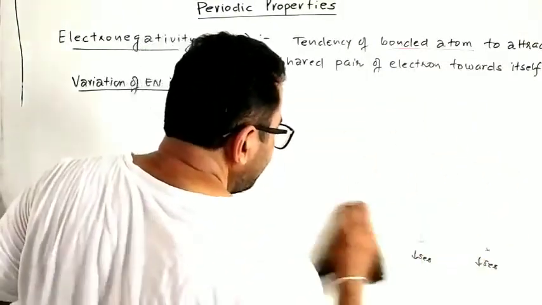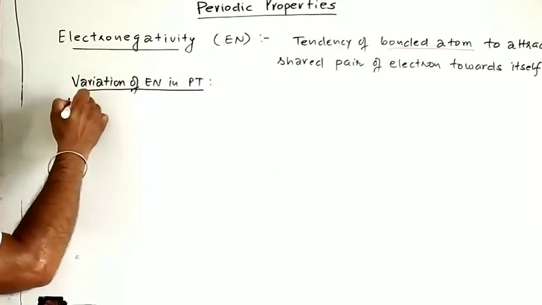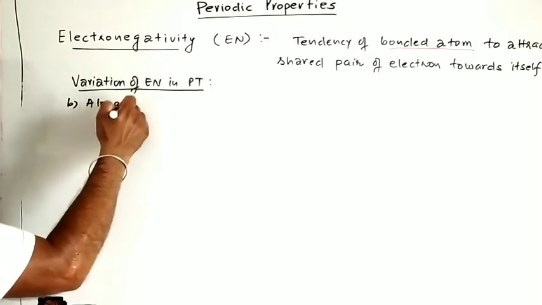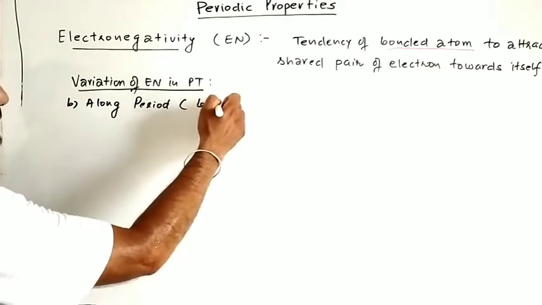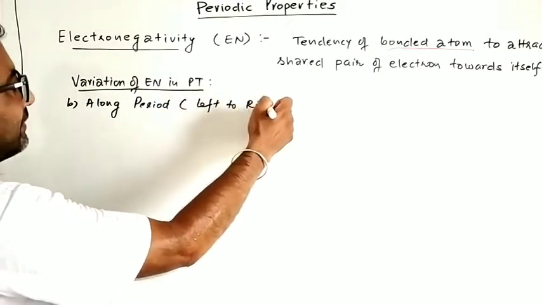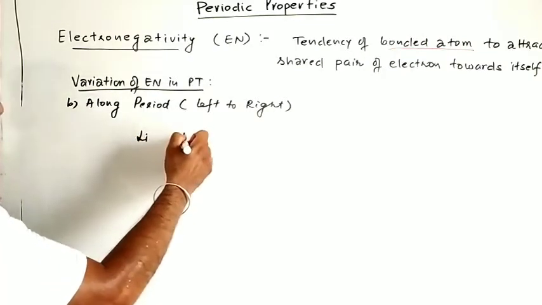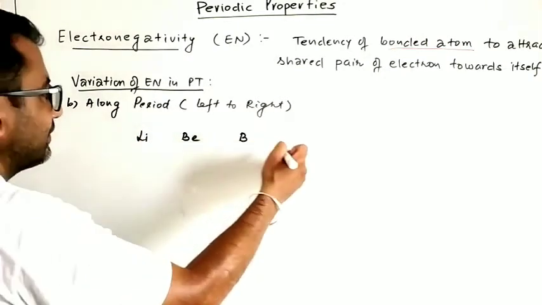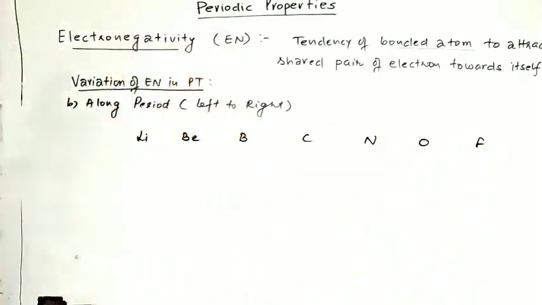Second, we will talk about the period. Long period, left to right. Take an example of the second period: lithium, beryllium, boron, carbon, nitrogen, oxygen, fluorine.